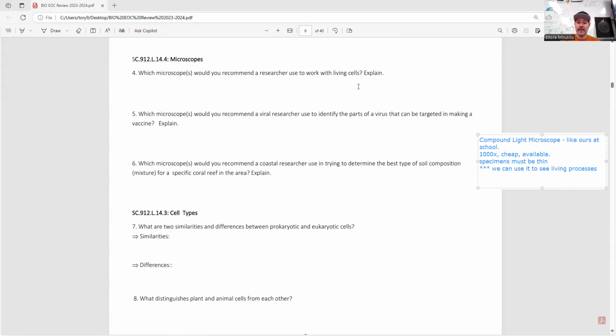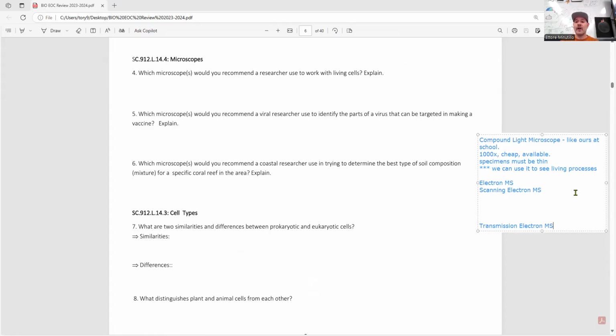Let's bring these guys up. We have electron microscopes, and there's 2 main types of these. We have a scanning electron microscope, and we have a transmission electron microscope.